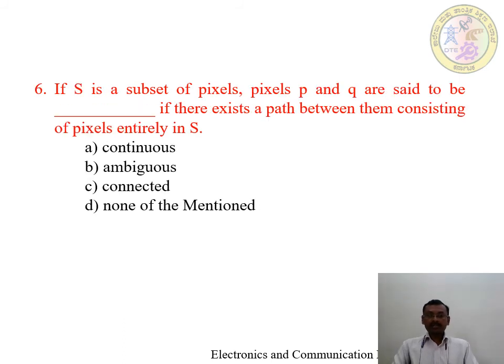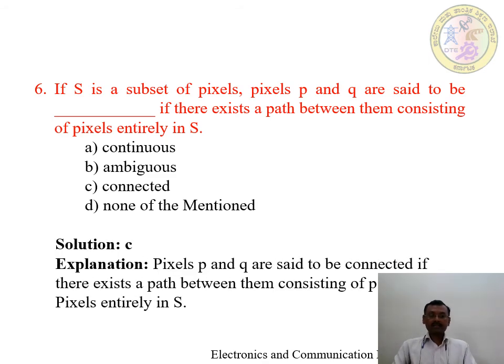Next question. If S is a subset of pixels, pixels P and Q are said to be dash if there exists a path between them consisting of pixels entirely in S. Option A, continuous, B, ambiguous, C, connected, D, none of the mentioned. The right answer is option C, that is connected.